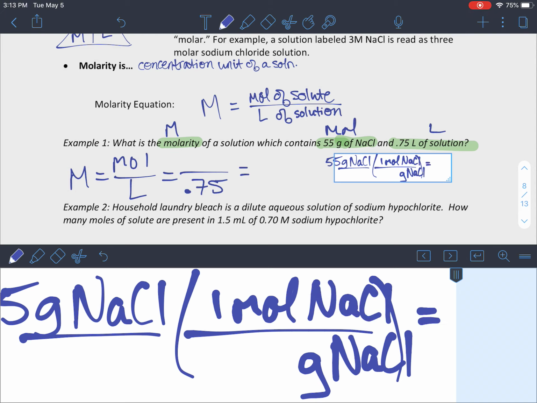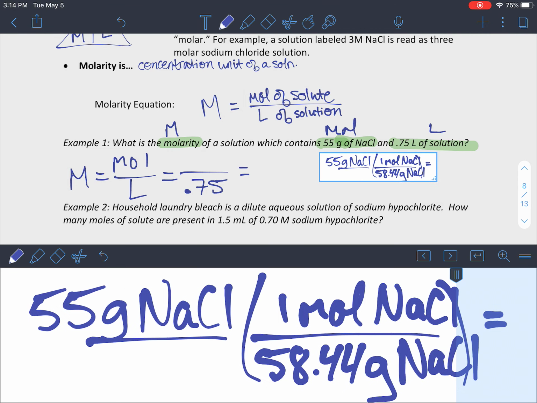Now we need to check our periodic table to determine the molar mass of NaCl. So we are going to add up the mass of sodium, which is 22.99, and we're going to add it to the mass of chlorine from the periodic table, which is 35.45. And you should get 58.44 grams.